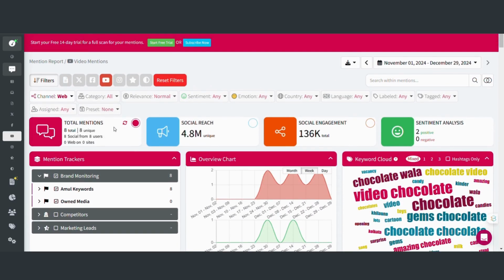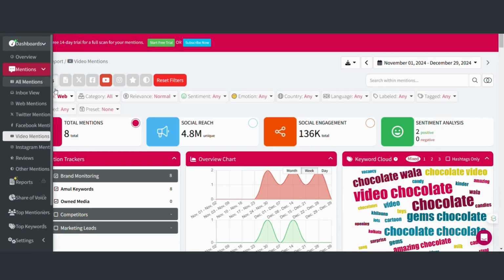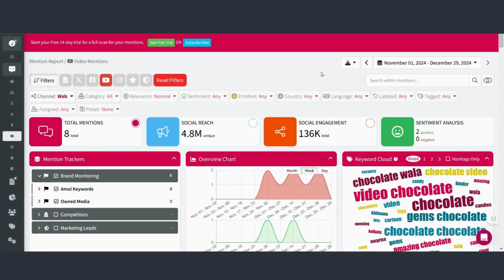Coming to the total mentions, there are 8 total mentions made on YouTube. Social reach is 4.8 million in total, with all of them being unique, which is surprising. And social engagement shows again the same number of unique and total engagement, with both of them being 136,000. There's 7,000 likes, 86 comments, and 128.7 total views. This tab accounts for both YouTube as well as TikTok.